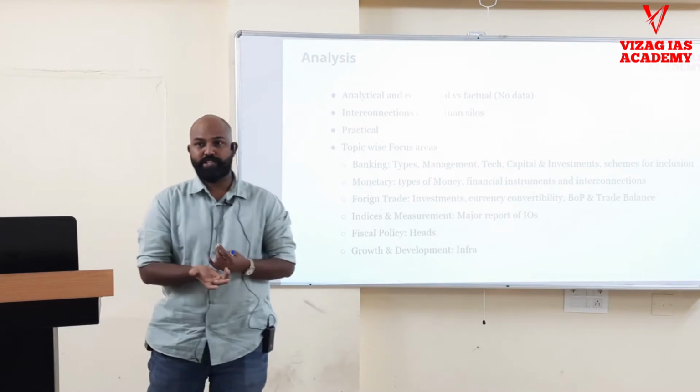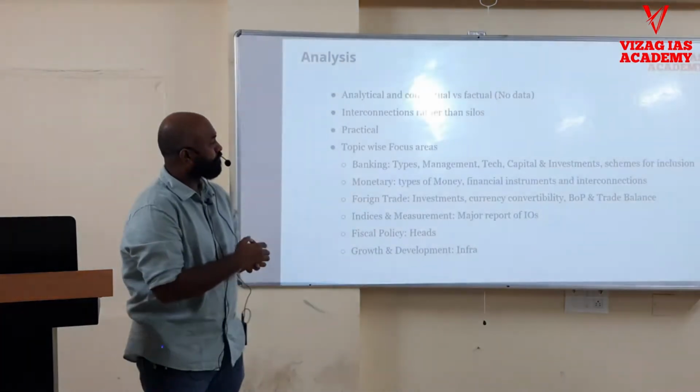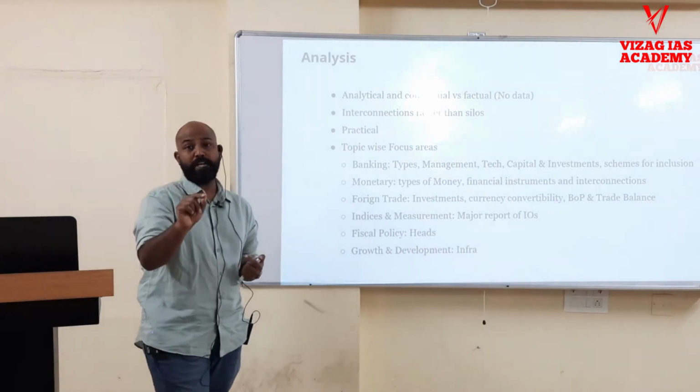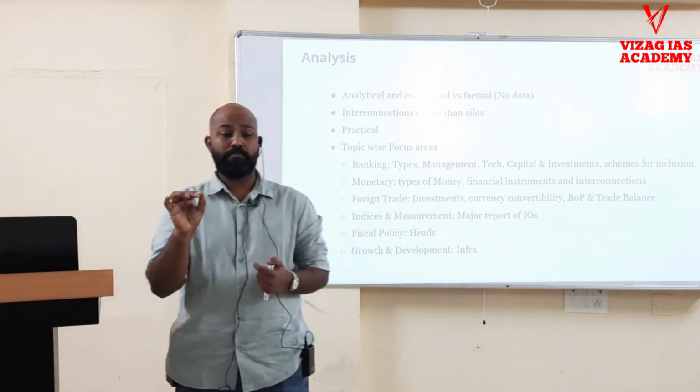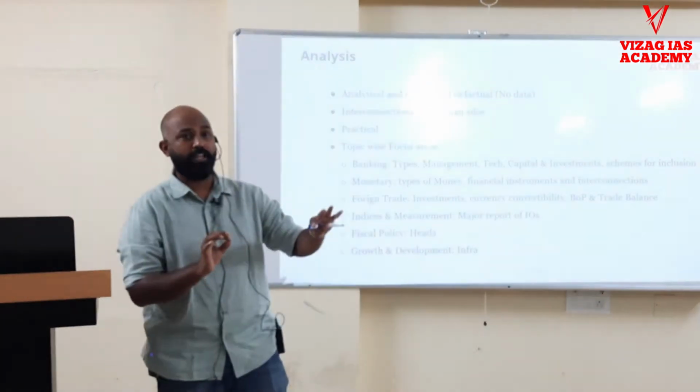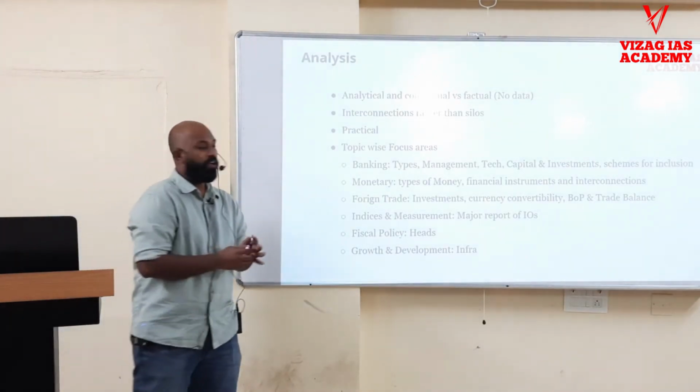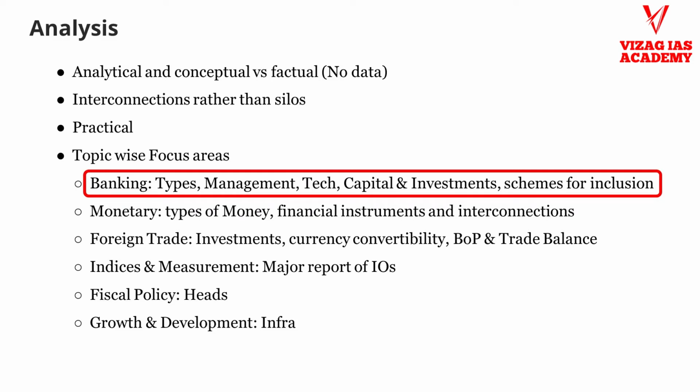That year, that question was asked. Or there are questions on banks being told by RBI towards priority lending. Now, whom should it give? So that is also usually a favorite question. So from the banking point of view, it is types, management, tech used, capital and investments, which we will see, and schemes for financial inclusion. How do we include people?